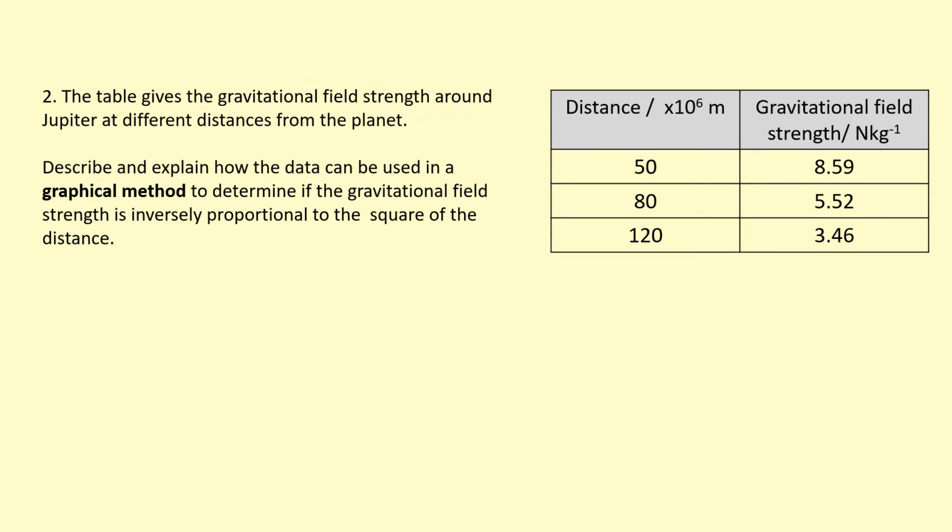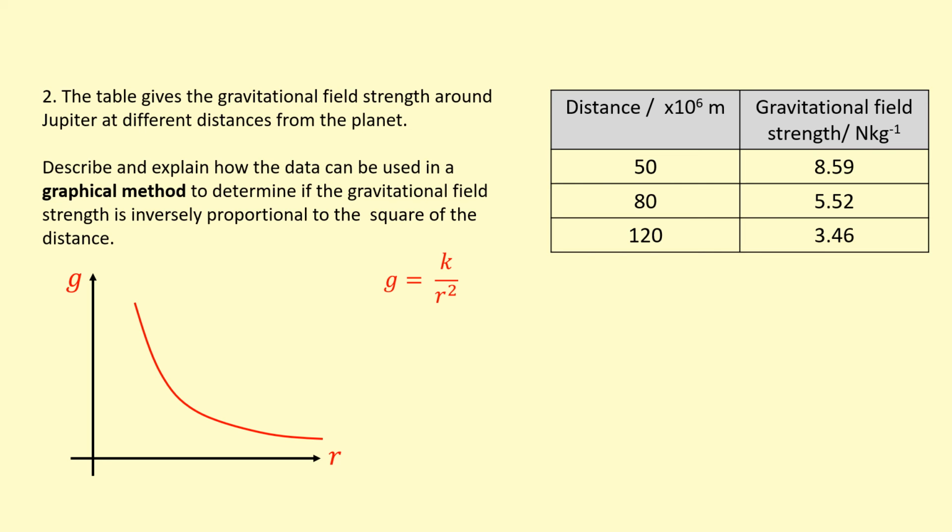In this example, the data in the table gives the gravitational field strength around Jupiter at different distances from the planet. Describe and explain how the data can be used in a graphical method to determine if the gravitational field strength is inversely proportional to the square of the distance. A graphical method means we need to draw some kind of graph. If I plot g against r, which is tempting, I'd get a graph like this. However, this curve could be an exponential decrease, or it could be a normal inverse relationship, not an inverse square. It could be any function, so we can't be sure it follows this specific pattern.